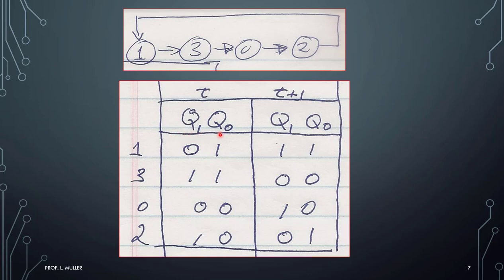So when I'm in state 1, I'm going to go to 3. So that means Q1 and Q0 will be 1. When I'm in state 3, notice I go to 0. So that means Q1 and Q0 will be 0, etc. Notice how this matches the diagram, except now it's in binary. This is my present time, and this is the future when a clock pulse comes in.